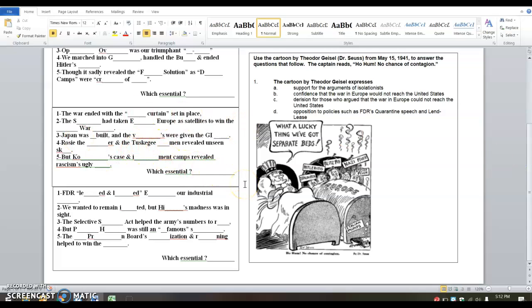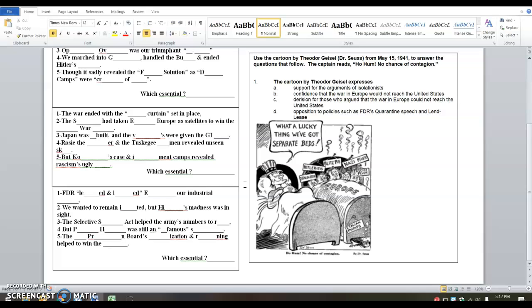Last two, starting here. The war ended with the Iron Curtain set in place. The Soviets had taken Eastern Europe as satellites to win the Cold War race. Japan was rebuilt, and the veterans were given the GI Bill. Rosie the Riveter and Tuskegee Airmen revealed unseen skill. But Korematsu's case in internment camps revealed racism's ugly face. 12.4, the end of the war.